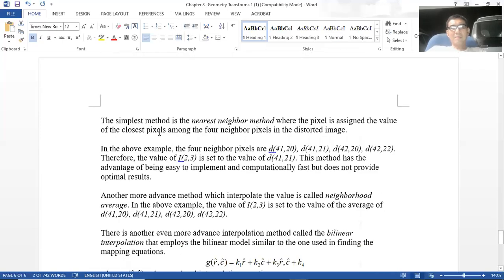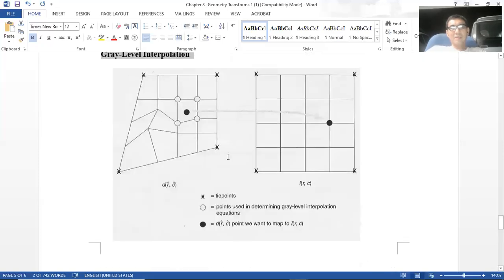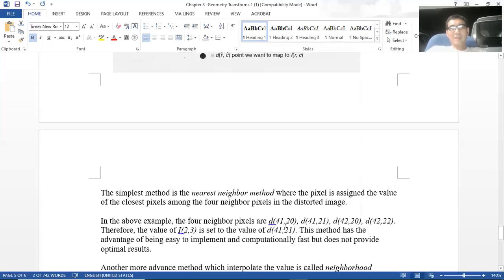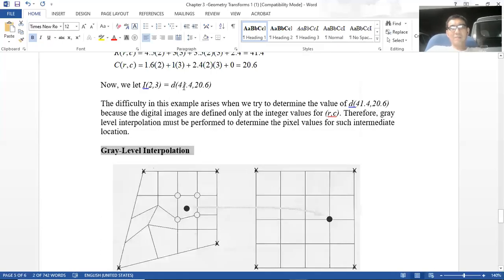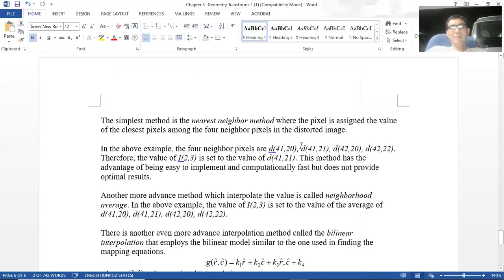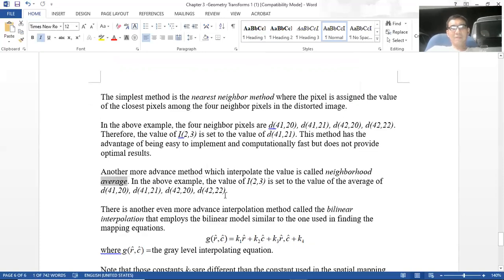All right, so the simplest method is nearest neighborhood. So in this case, the 4 nearest is this, and you find this one, 41.4, you round to 41, 20.6 round to 21. So the nearest is 41, 21. So set the value 41, 21. The advantage is it's easy to implement. Another, more advanced, is you interpolate on average. So you find the average of the 4.